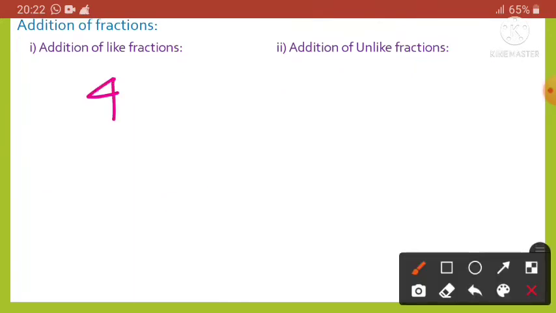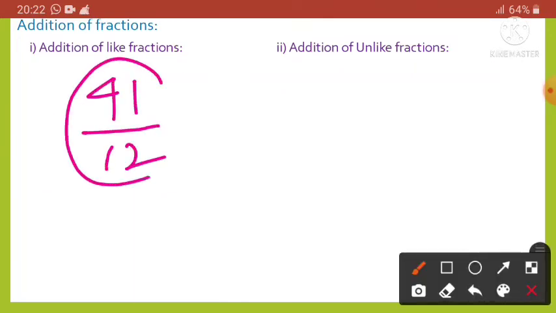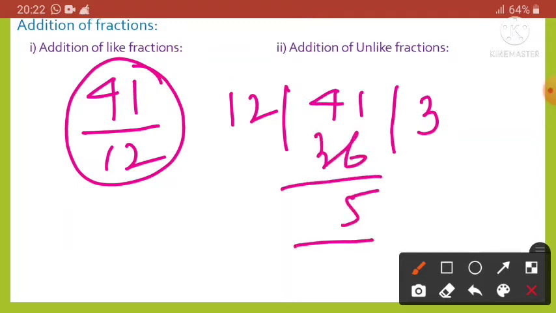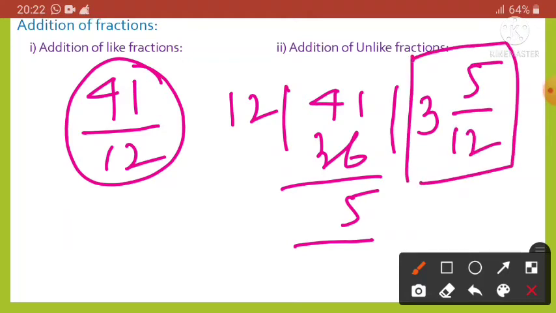So 41 by 12 is an improper fraction. If we want to convert it into a mixed fraction, then we have to divide 41 by 12. Okay, so here 3 into 12, that is 36. Here the remainder is 5. So we can write 41 by 12 as a mixed fraction like this, 3 into 5 by 12. Okay, got it? So this was the addition of unlike fractions.